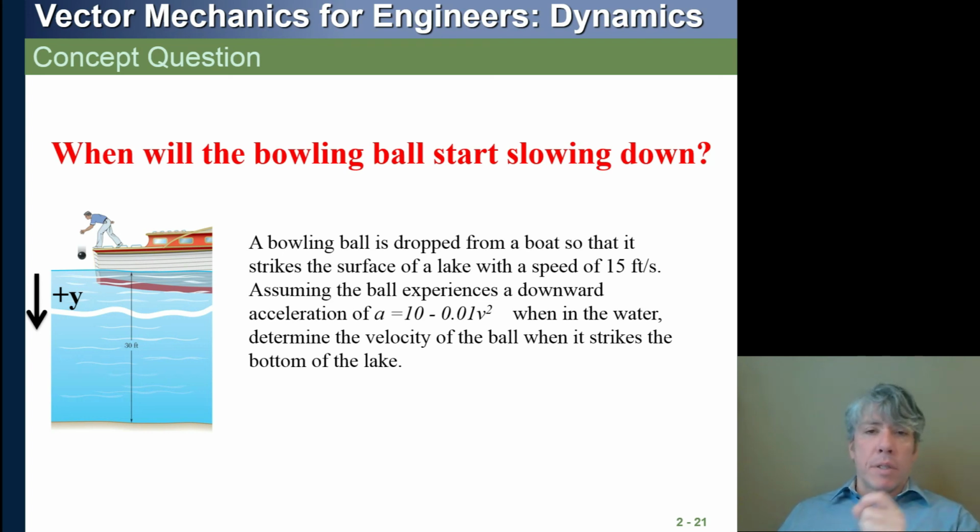Now, if the bowling ball starts slowing down, then the velocity is going to decrease. Ultimately, what this is really asking is, what is the terminal velocity of the bowling ball in the water? And you can calculate that by simply setting the acceleration to 0. A reason that might be interesting is because it could turn out that the bowling ball reaches terminal velocity before it reaches the bottom of the pool.